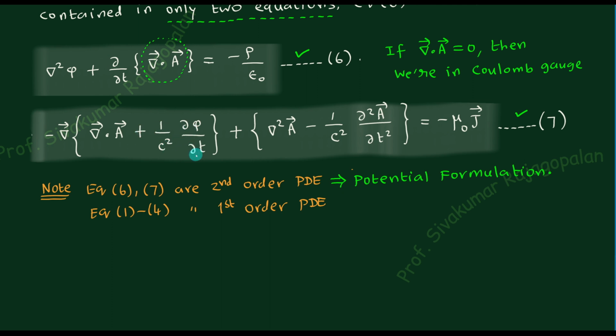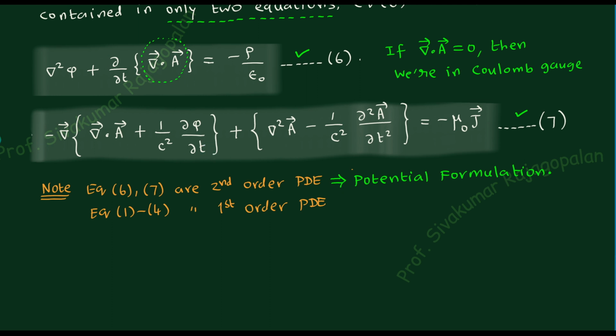That is the question. If you are going to choose Coulomb gauge, then equation 6 is fine because this goes to 0, we are very happy. But equation number 7 is a troublesome equation. And therefore, we will conclude that we will reject the Coulomb gauge. That means divergence of A is not 0. We don't want 0 there. Instead of 0, we will consider divergence of A equal to negative of this quantity.